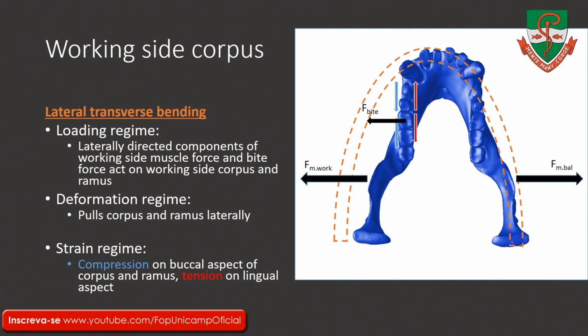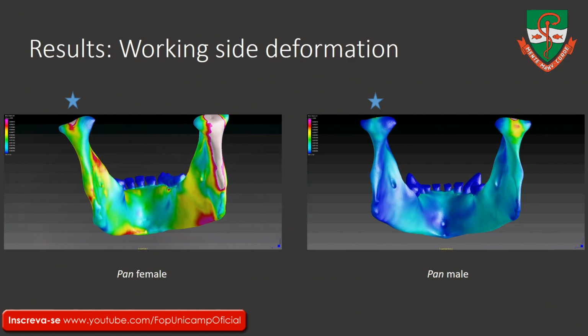And also, if we're looking at lateral transverse bending, we expect that the laterally directed components of the muscle forces and the bite force would act on the working side corpus and ramus to have the effect of pulling the rami laterally, and that would result in compression on the buccal aspect of the corpus and tension on the lingual aspect. So what do we see?